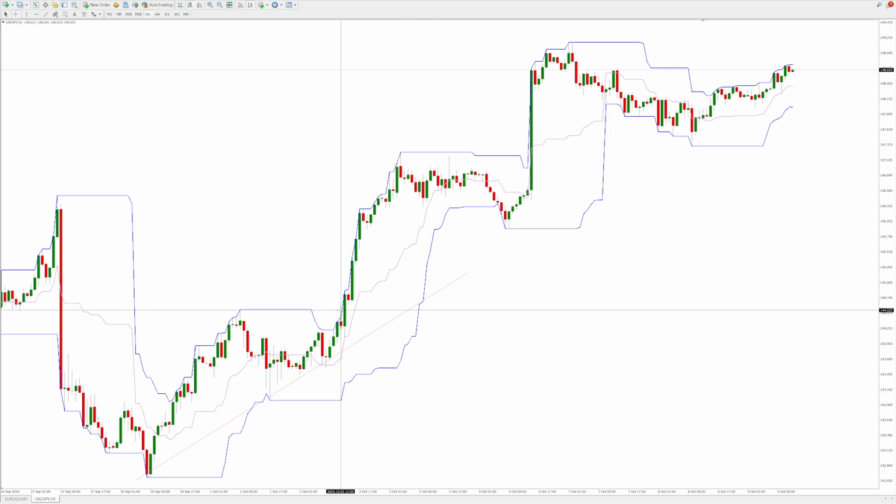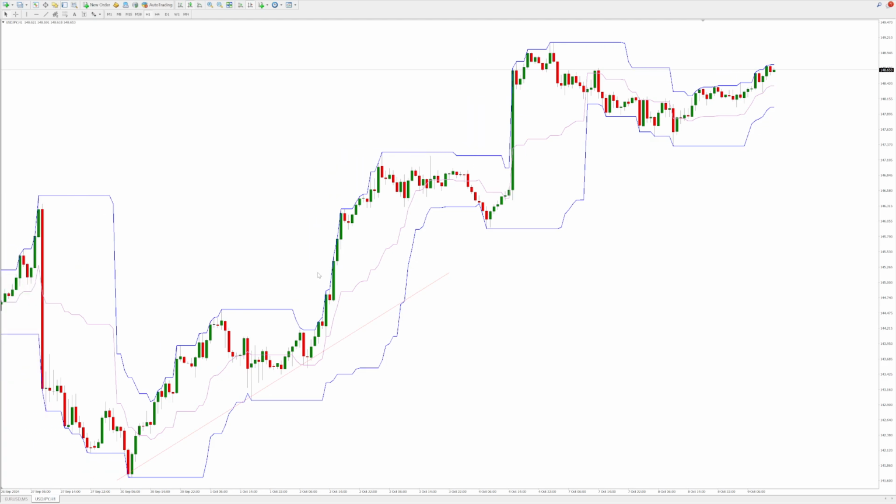Let me just check back on that. Yeah, that is a really good trade. Okay, so you could have manually marked resistance here if you wanted to, and you would have got in slightly early. However, it's handy to have the indicator do it for you.